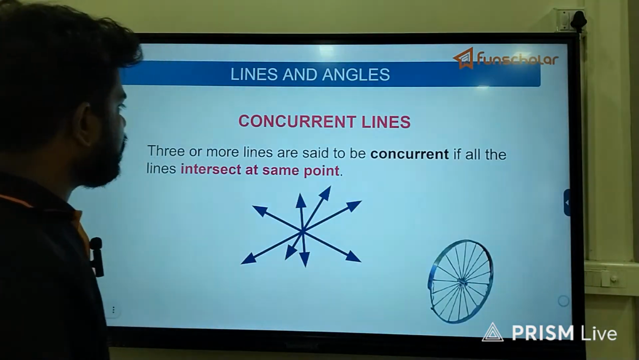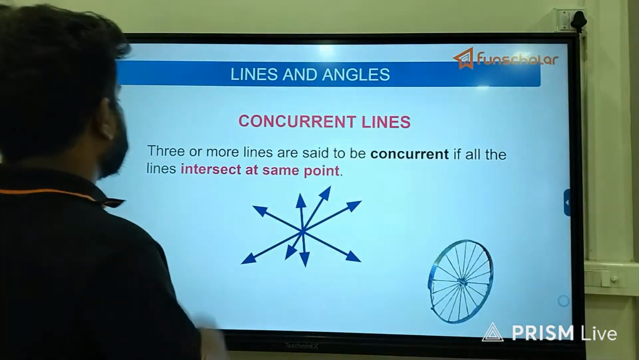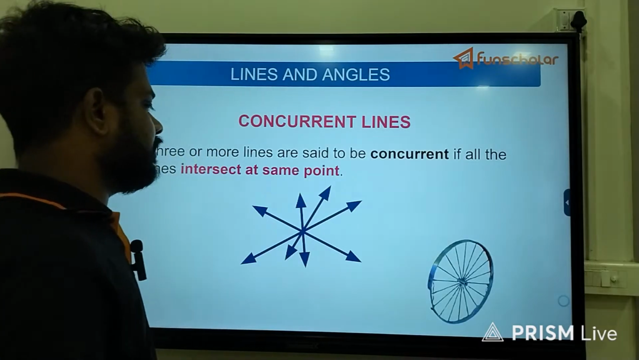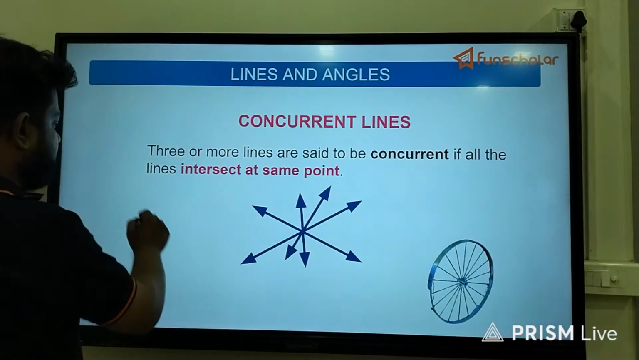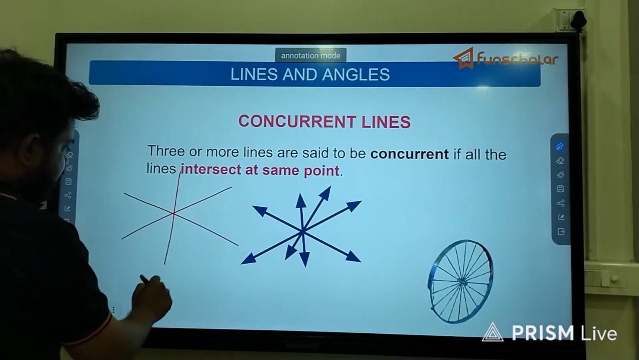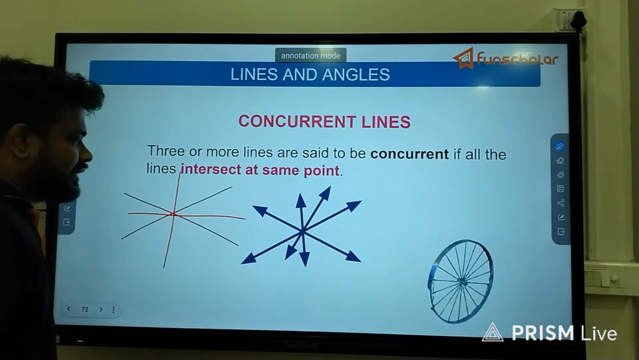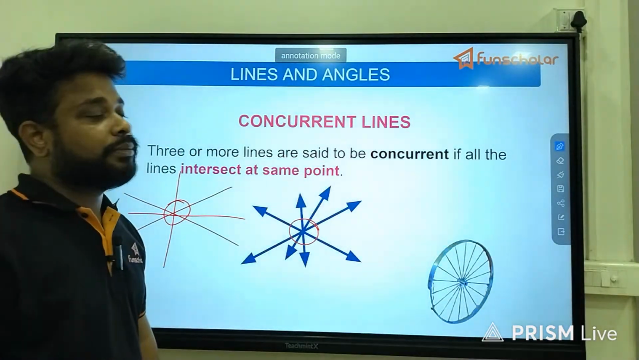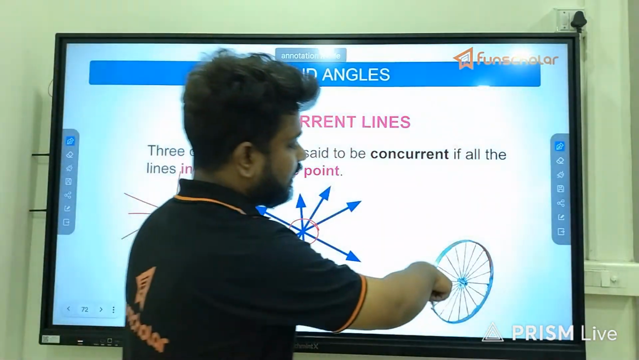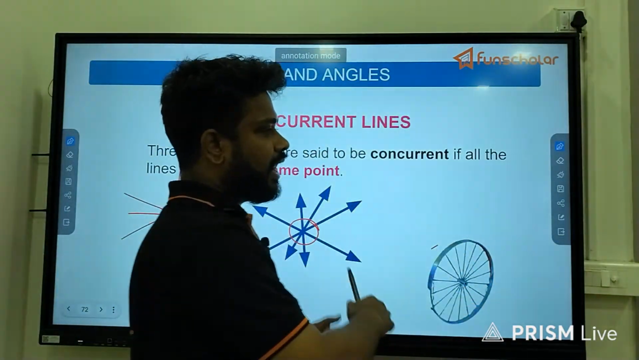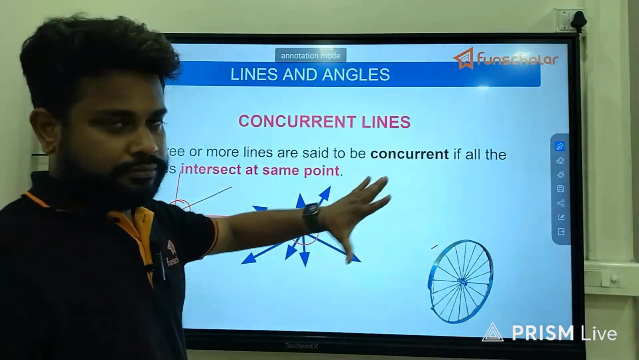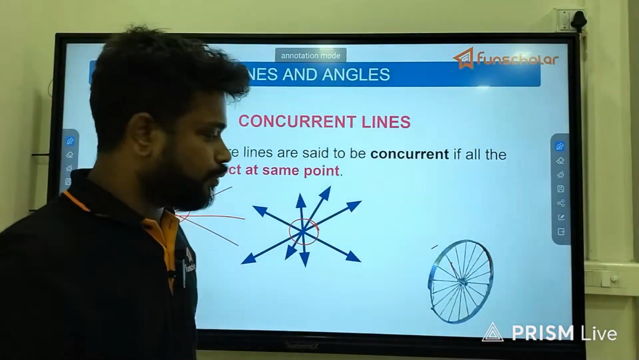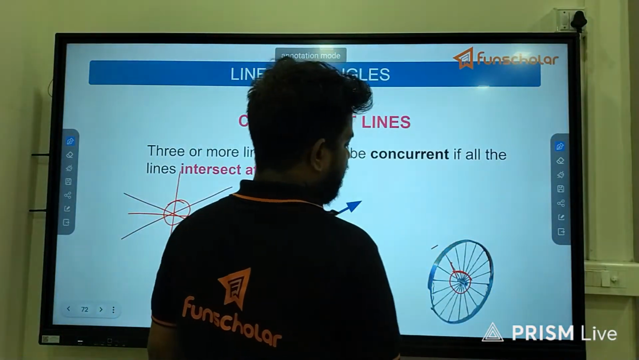Okay. So now come to the concurrent lines. Three or more lines are said to be concurrent if all the lines intersect at the same point. Okay. So if I draw all lines here like this and they are all intersecting at this point, they will be called the concurrent lines. Like the spokes of a cycle's tire or tube, and all spokes intersect at this point.